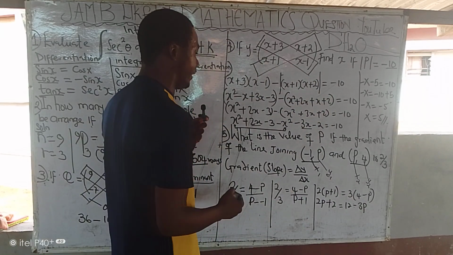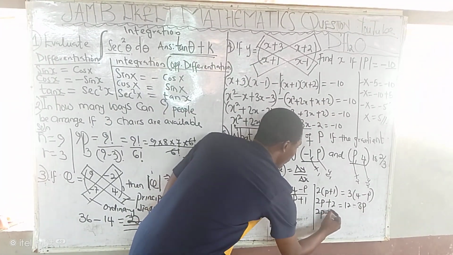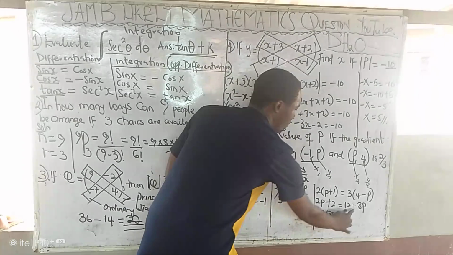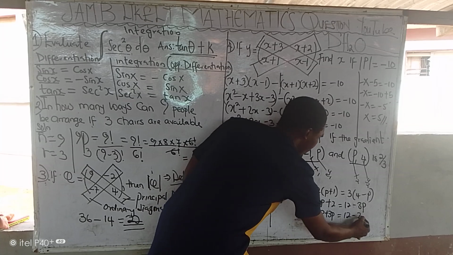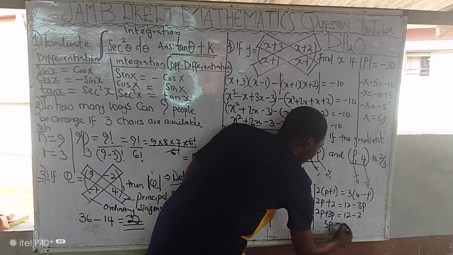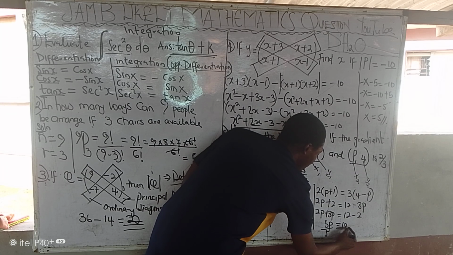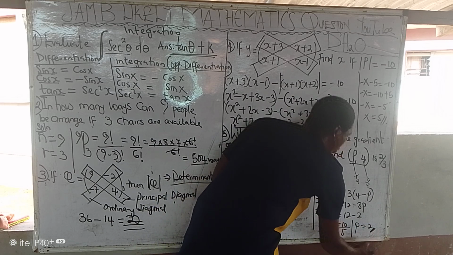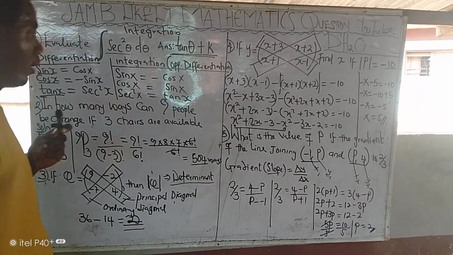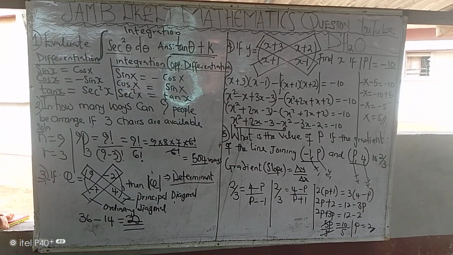Collect like terms. We have 2P plus 3P. Remember, if minus 3P comes to this place, it becomes plus, equals 12 minus 2. So 5P is equal to 10. Divide both sides by 5. P is equal to 2. Please take note of these questions and the answers.